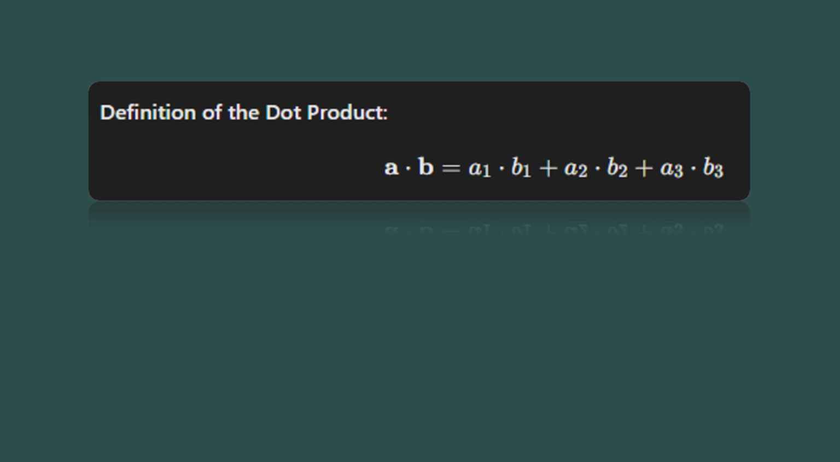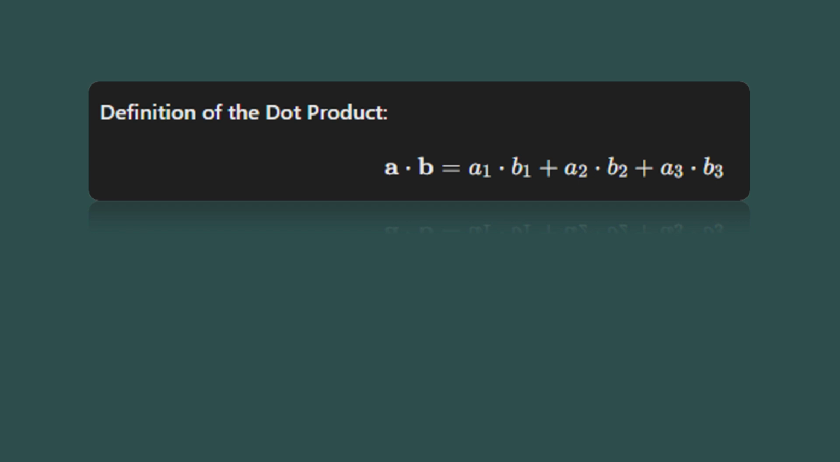The dot product is a way to combine two vectors and produce a single number. Mathematically, it is the sum of the products of their corresponding components. If we have two vectors, let us call them vector A and vector B, each with three components, the dot product is calculated by multiplying the first component of vector A with the first component of vector B, adding the product of the second components of both vectors, and then adding the product of the third components. This operation produces a single value.